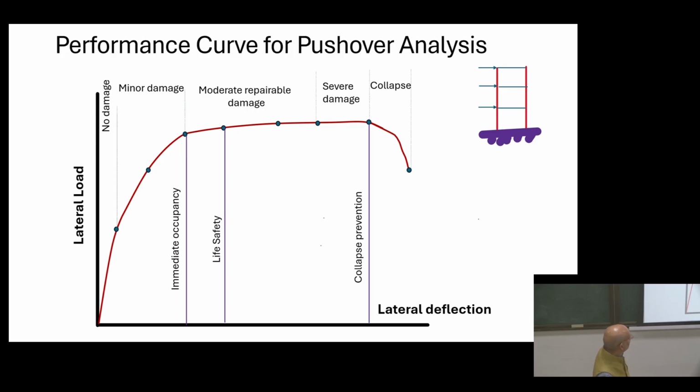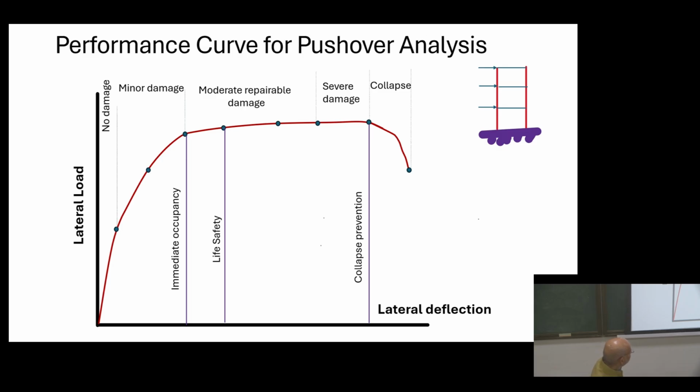Then when you reach the ultimate stage, the maximum capacity, the damage which is going to take place in the structure is a moderate damage which is repairable. That means you can occupy the structure immediately after the earthquake and you can repair it. It's not going to collapse. So if you fix that level, you are in this range precisely.